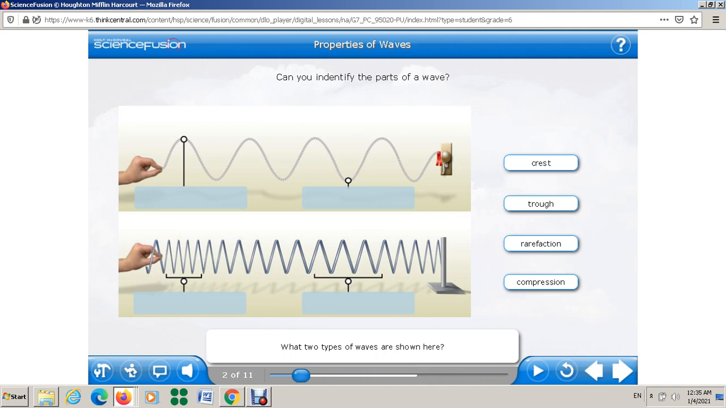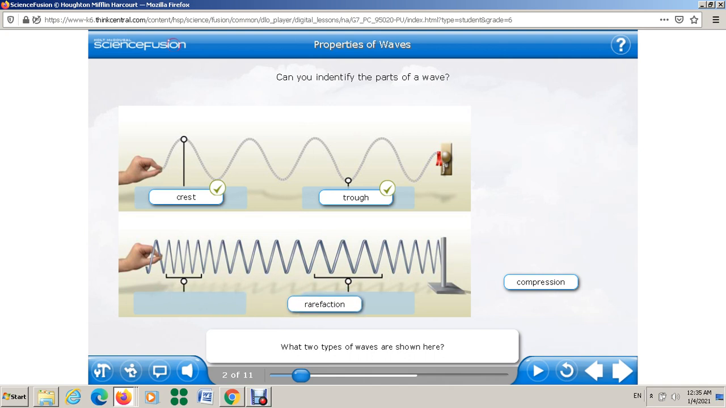We have talked about the upper part, the highest point here. We call it what? The crest, if you remember. And this one here, the lowest one, is the trough. Rarefaction is when they are apart from each other, and compression is when they are close to each other. Okay. Now let's start learning about the properties of waves.